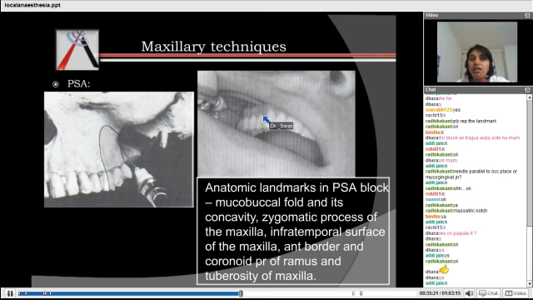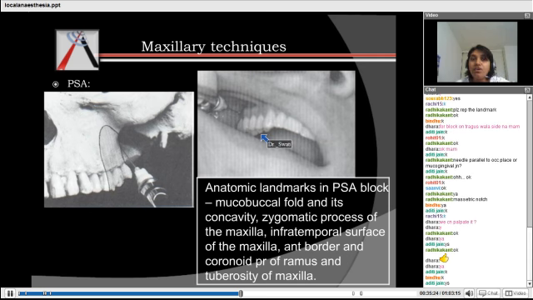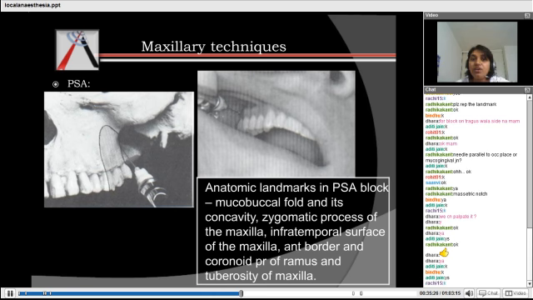Okay. Now, if we talk about PSA, now let's come to the maxillary technique. What we saw till now was the inferior alveolar nerve block, the long buccal nerve block, the mandibular nerve block, Gow-Gates technique, Akinosi technique, as well as the extraoral. With that, we started with maxillary by seeing the extraoral maxillary nerve block technique. Now, let's come to the posterior superior alveolar nerve block.